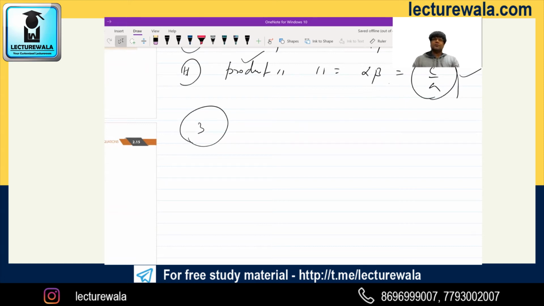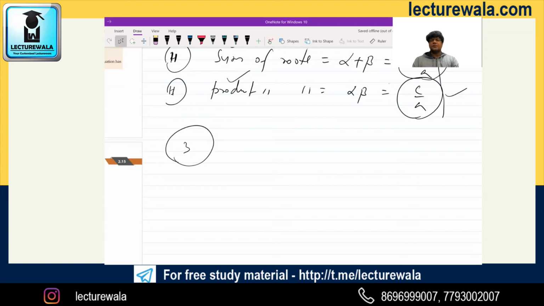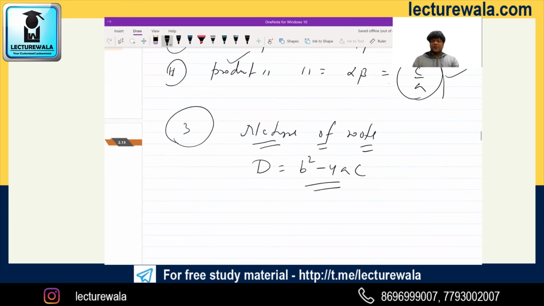So guys, the third thing is nature of the roots. There are formulas given. Already you have written nature of roots. Very important, guys. And this total thing, nature of roots, will be decided by only one thing. What? D. What is that D? Discriminant. And that is equal to b square minus 4ac. Already you have written, not going to write again.